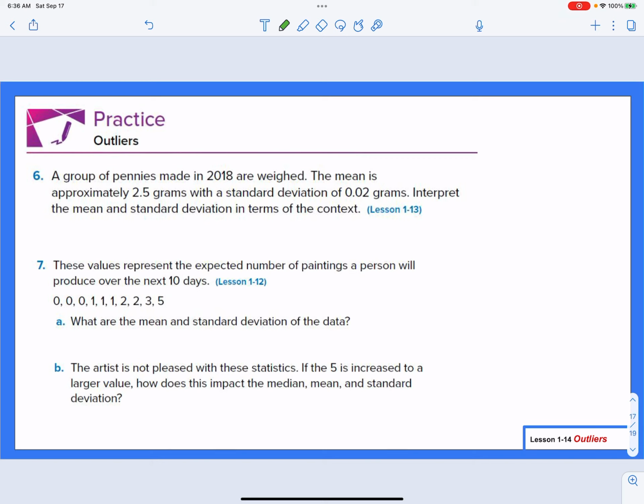And finally, our last section here. A group of pennies made in 2018 are weighed. The mean is approximately 2.5 grams with a standard deviation of 0.02. That is super small. Interpret the mean and deviation. Well, it means on average they all weigh 2.5 grams, and for the most part they might be a little bit bigger. 2.52 might be the heaviest one, so not much change there. That deviation is so small that they almost all weigh exactly the same. Can't be perfect, but it's pretty close.